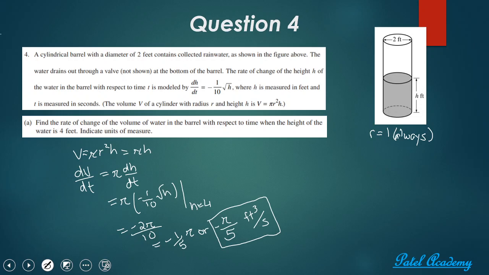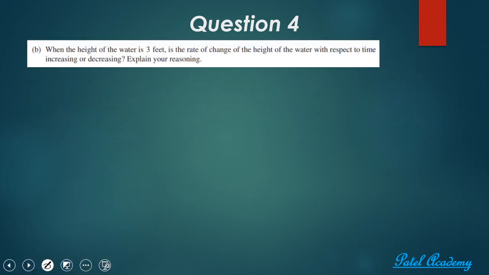Alright. This idea of r is always going to be equal to 1 is going to be important in simplifying questions. When the height of the water is 3 feet, is the rate of change of the height of water with respect to time increasing or decreasing? Okay, so once again, this is the idea that the ROC behavior, so increasing or decreasing, use second derivative. Okay, so what did we have?